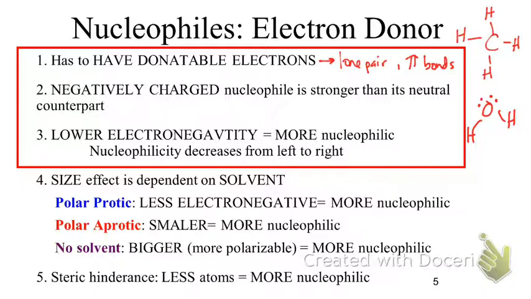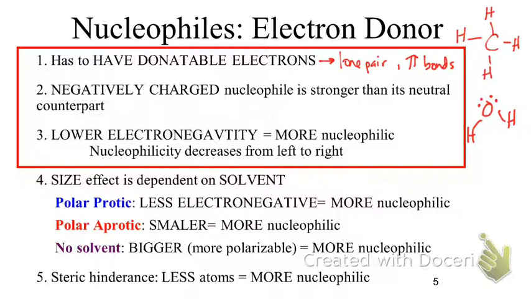Looking at oxygen and methane, best guess might be carbon. If we compare carbon to oxygen, which one has a lower electronegativity? Carbon. Which one's the better nucleophile then? Oxygen. But oxygen has a higher electronegativity. According to rule number 3, it says lower electronegativity. Oxygen has a partial negative.